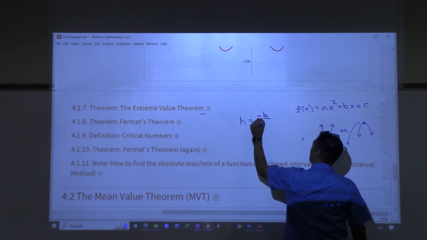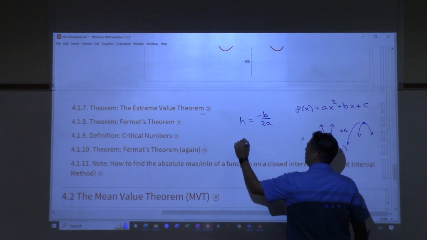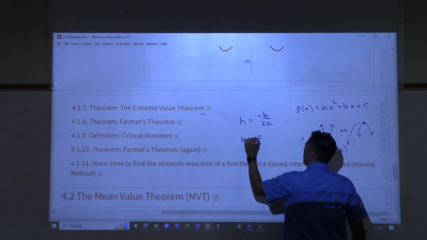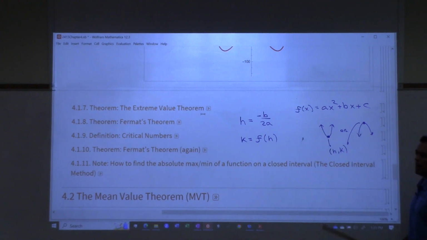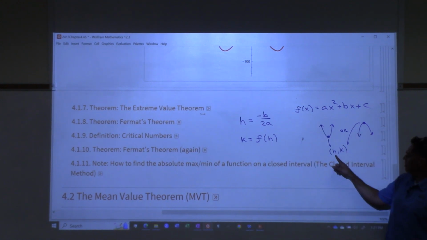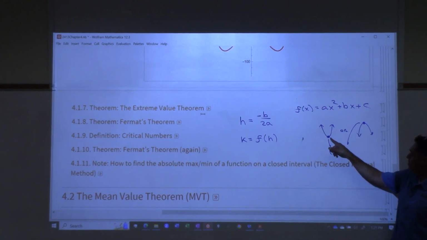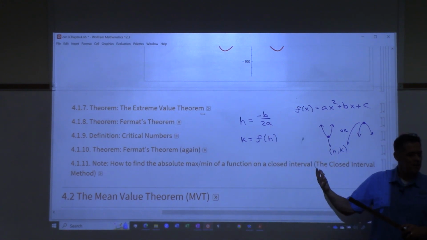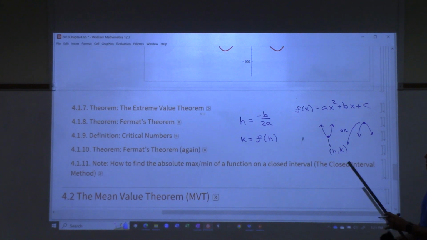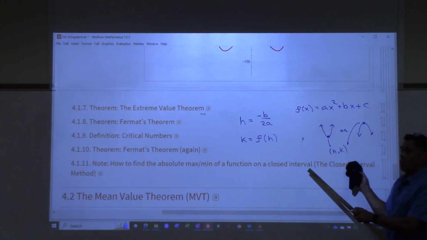Negative B over 2A. And then to get K, all you have to do is take that answer, whatever you get here, and plug it into the function. That'll give you the K value. So the x and y coordinates of this vertex, either for this case or this case, can be found using this formula. Remember seeing that in college algebra at some point? Okay, so we've done this before, okay?